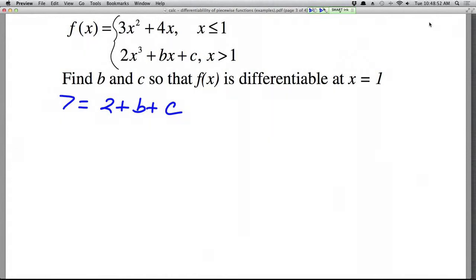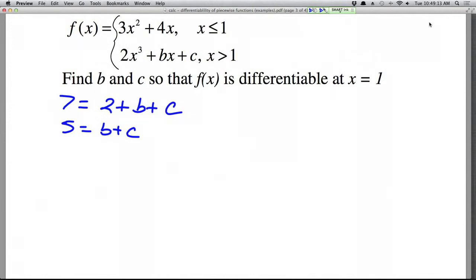Yeah, we can move 2 over, so I get 5 equals b plus c. Now technically, what is it that I'm doing there when I'm plugging 1 in to the top and to the bottom? I'm finding the limit from the left and the limit from the right. Okay? So technically, that's what I'm doing.